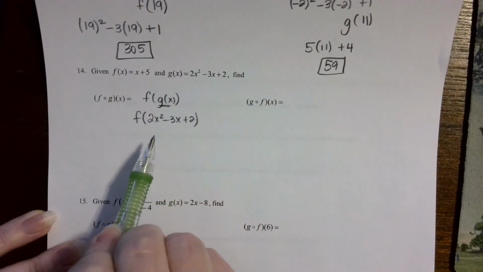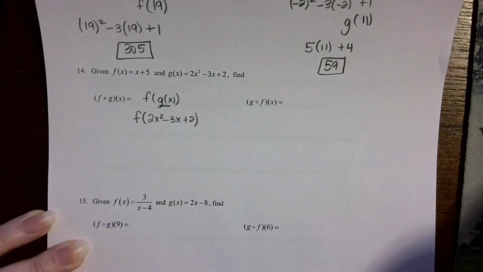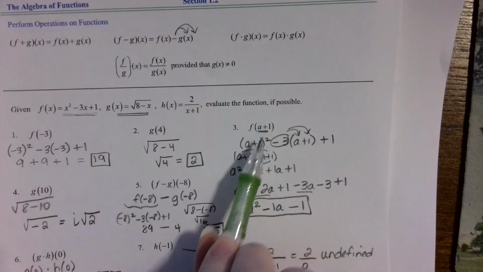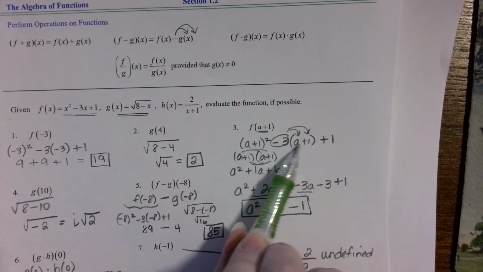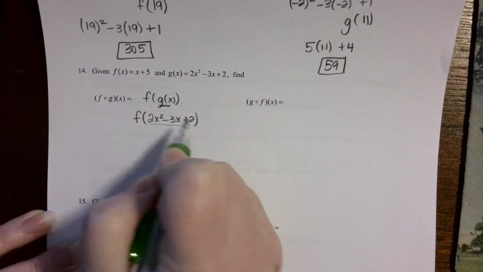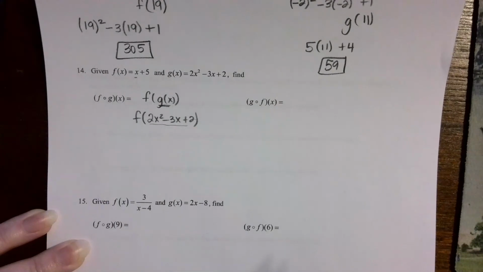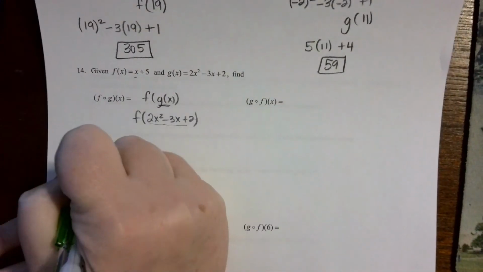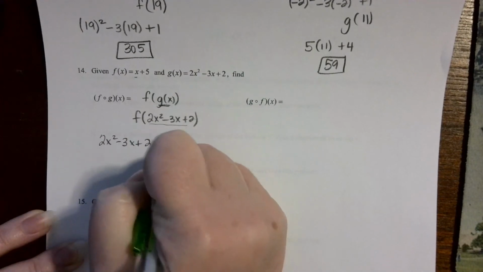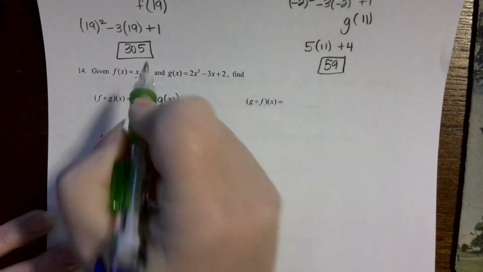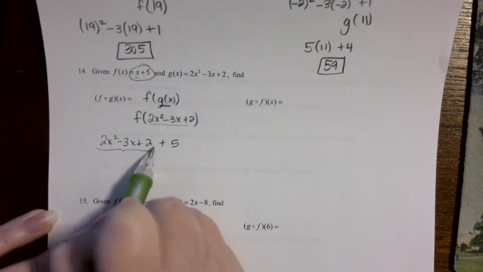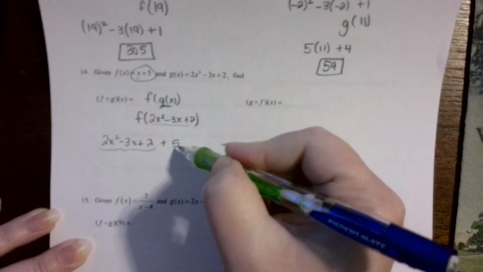Now, just like what we did on number 3, let's go back to number 3 over here. Number 3, we said f of a plus 1. Well, we plugged the a plus 1 into the x of every portion. We're going to plug this whole thing into the x in f. So that's going to be 2x squared minus 3x plus 2, and then plus the 5. Take a look. We've got x plus 5. This is our new x, and there's our plus 5.